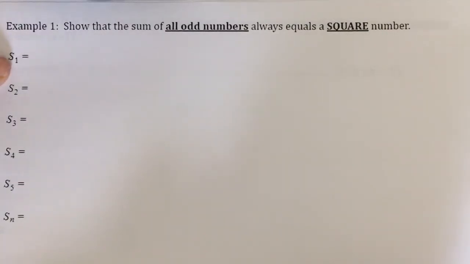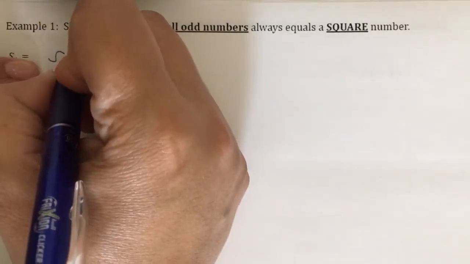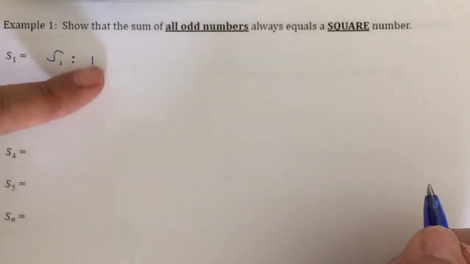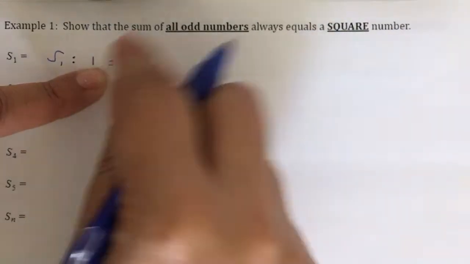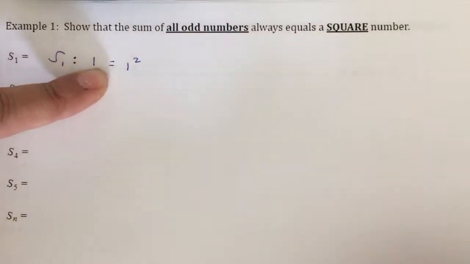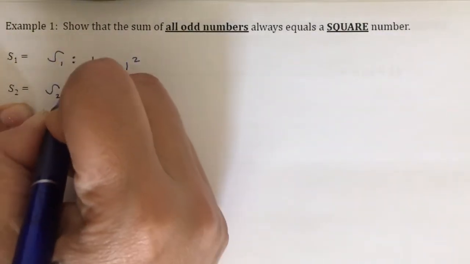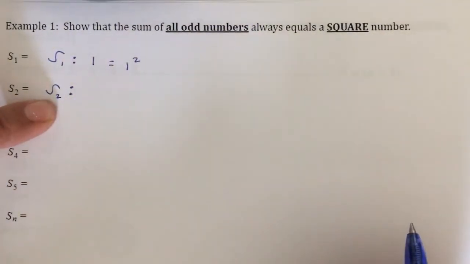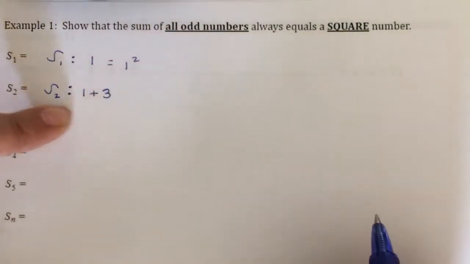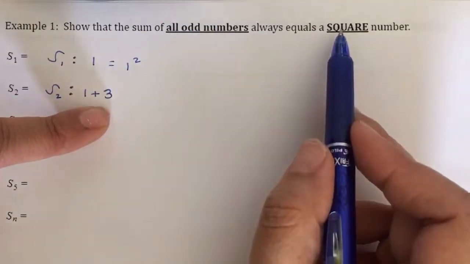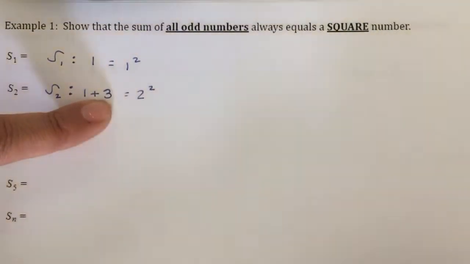Okay, so we're going to take the first odd number, which is 1, and we're going to show that that's always a square number. Well, 1 is a square number, so 1 is equal to 1. And now we try that for n equals 2. So for n equals 2, you take 1 plus 3, and you show that that's a square number. So that's equal to 4. So 4 is a square number.